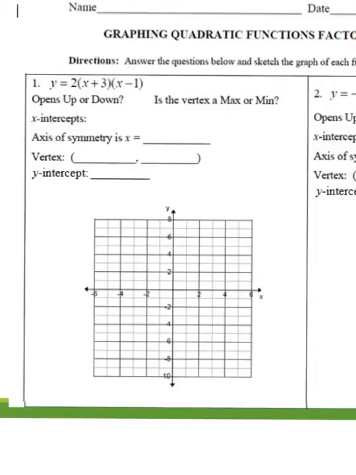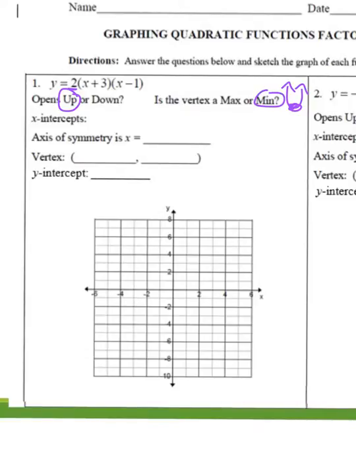Alright, so the first question, does it open up or down? Well, you look at your A value to tell you that. It's positive, so opens up. And if it's opening up, does it have a max or a min? It's going to have a low point, so it has a minimum.